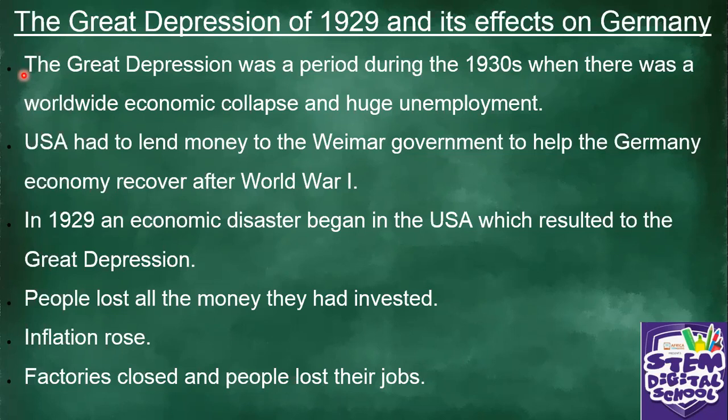So it started from the economic collapse. The USA had to lend money to the Weimar government to help the German economy recover after World War I. Remember, after World War I, Germany lost everything. Their economy collapsed. So the United States had to lend money to the Weimar government, which was in power now. In 1929, an economic disaster began in the USA, which resulted in the Great Depression. So this economic disaster started in the United States. People lost all the money they invested, inflation rose, factories closed, and people lost their jobs. So it was a major, huge economic collapse, this Great Depression, okay.